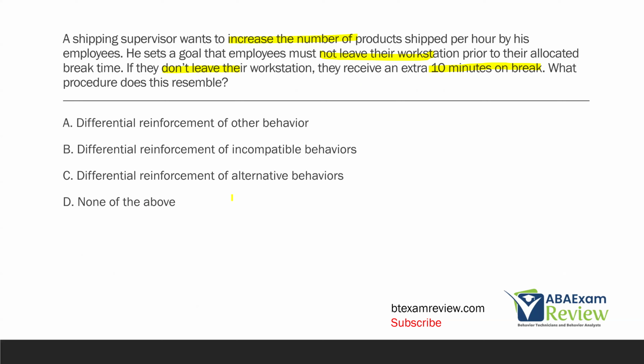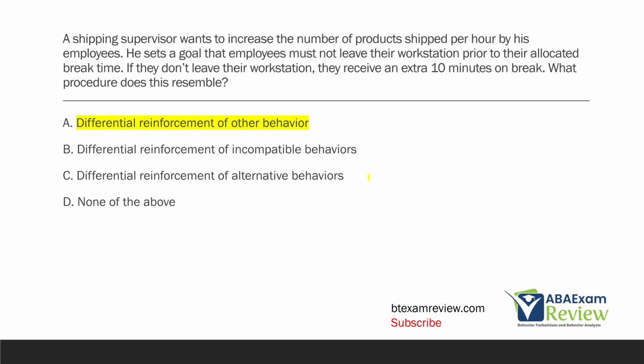Now, if we look at B and C, incompatible and alternative, these are situations where we are teaching replacements. Incompatible, of course, is a replacement behavior that can't occur with the old behavior. And alternative behavior is where the new behavior can occur. It's just a replacement. In this case, since we're reinforcing for a behavior not happening, we're using a differential reinforcement of other behavior procedure.